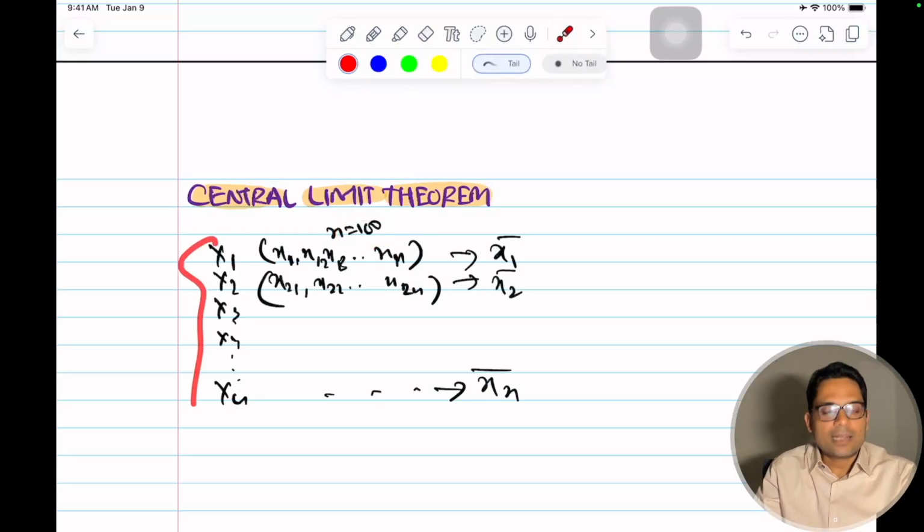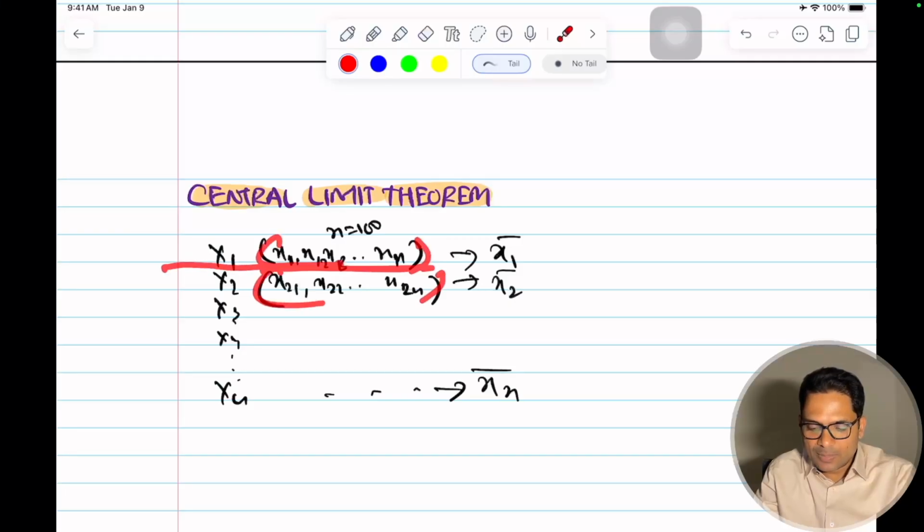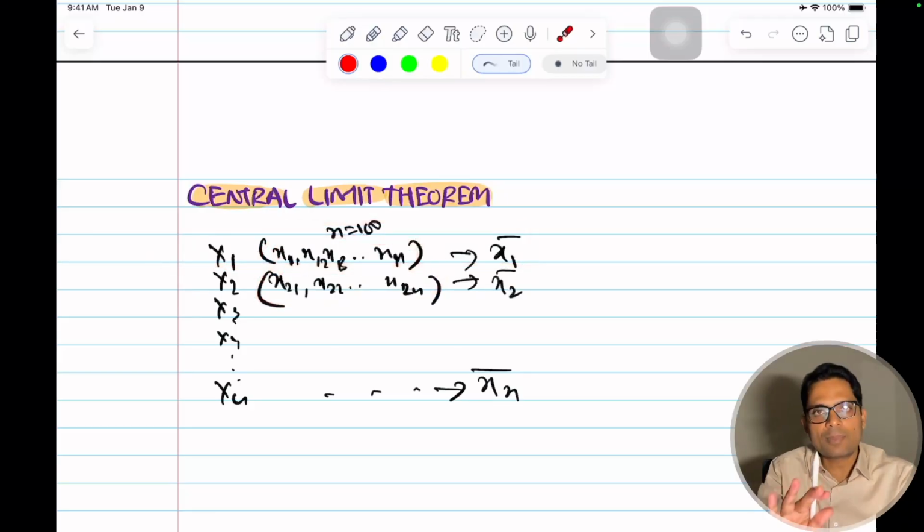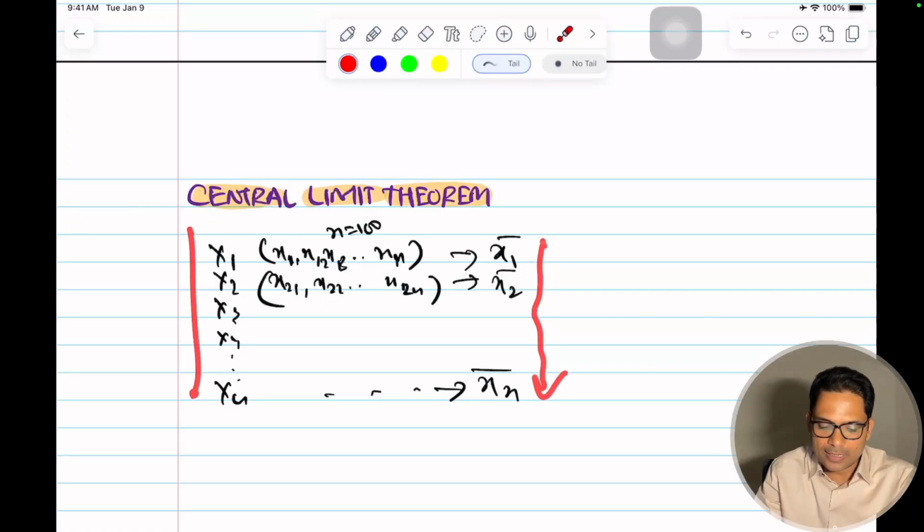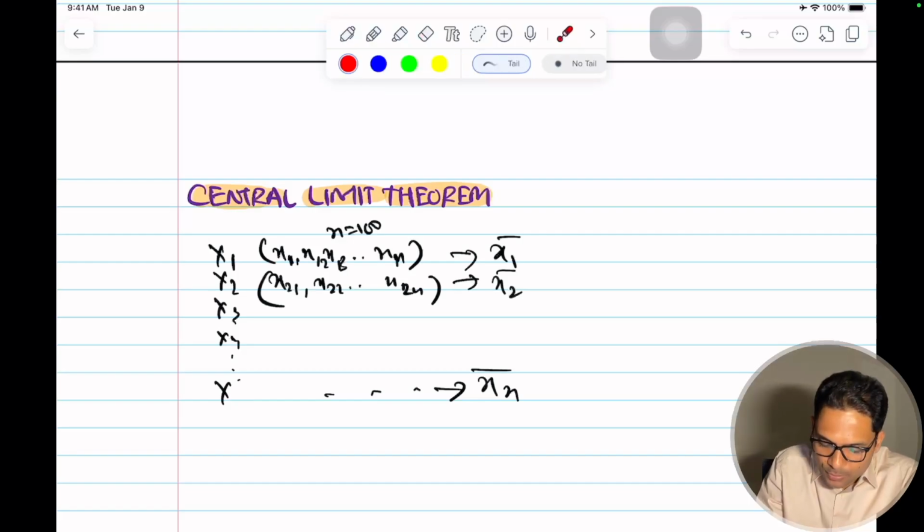So I have these IID random variables, and within each sample I have, say, n equal to 100, and I am doing this multiple times. So this is one: I took one sample of 100 people to calculate the average height of a city, and I found the average height. I took another sample of 100 people and got the average height as x2 bar, and similarly I did it k times.